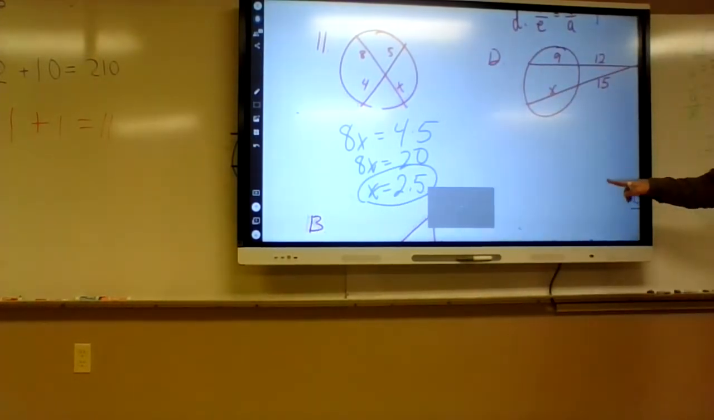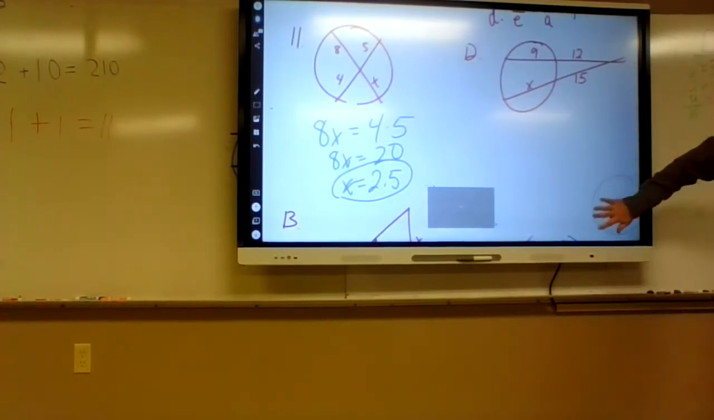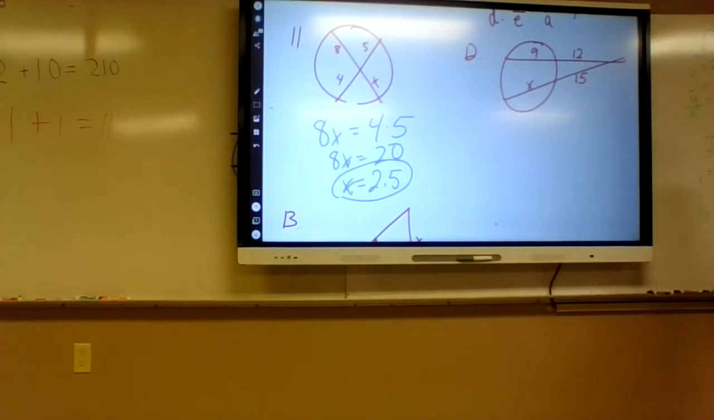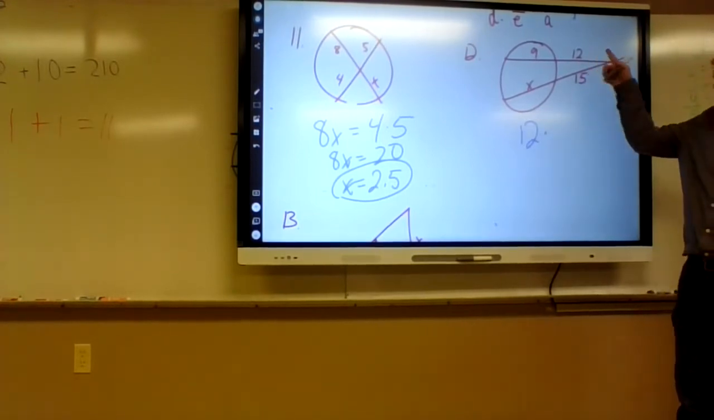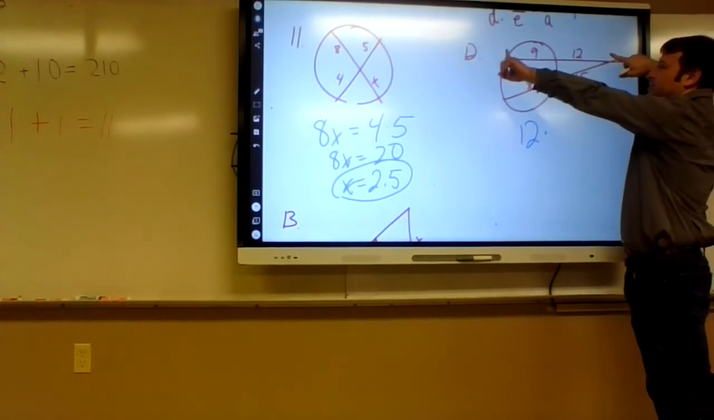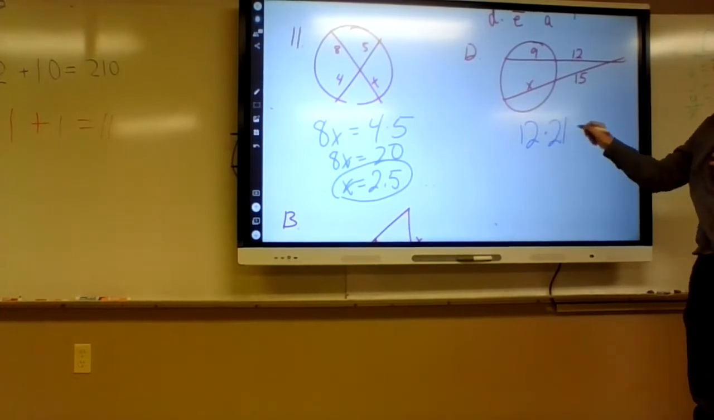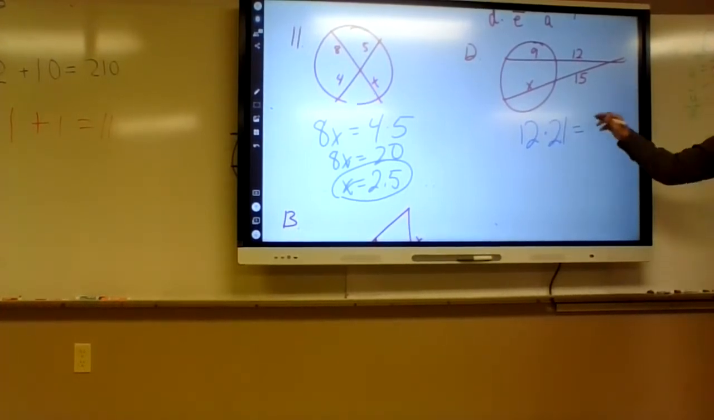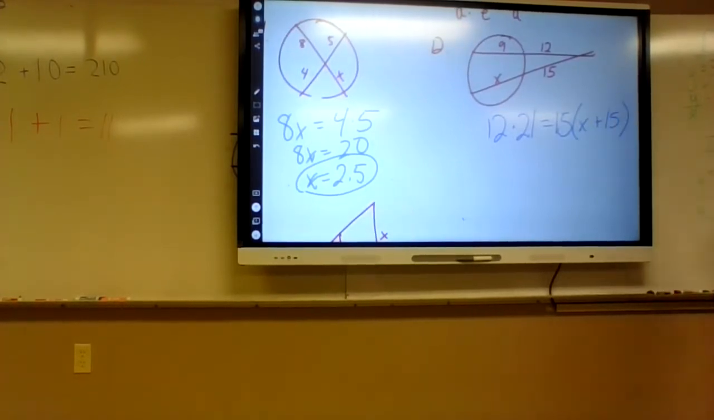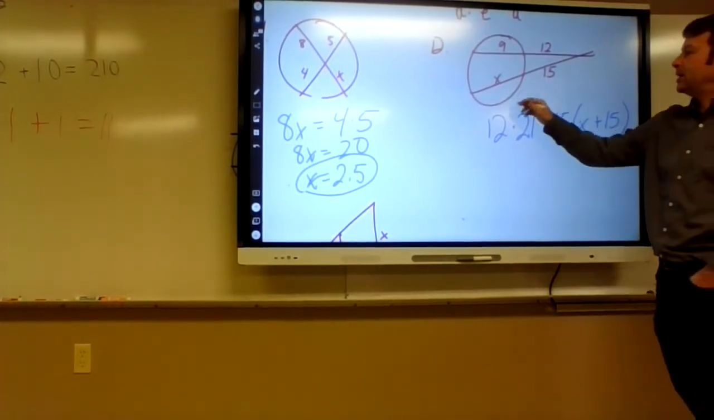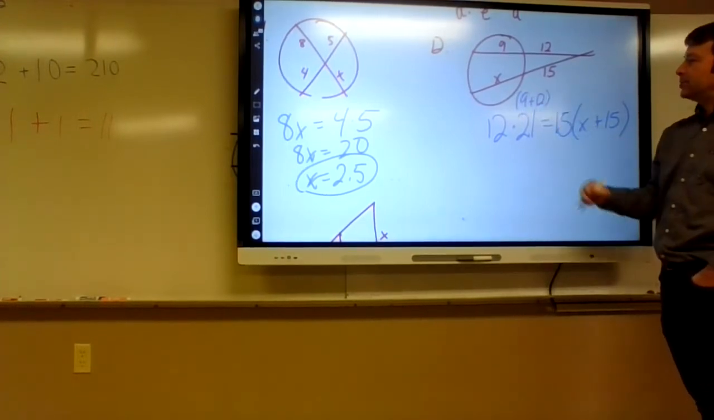Two and a half. Okay, how do I set up 12? Outside times the whole thing equals the outside down. What's the whole thing up here? 9 plus 12 is 21. Is it 9 plus 12 in the parentheses? Yes. The whole thing is 15 plus x. I just went ahead and put 9 plus 12 as 21.